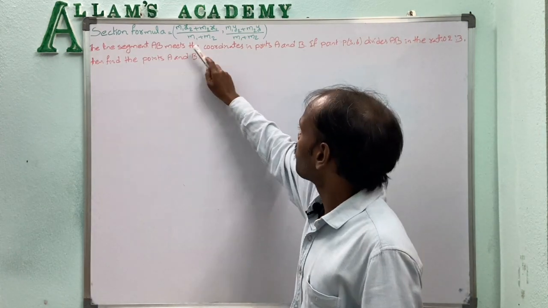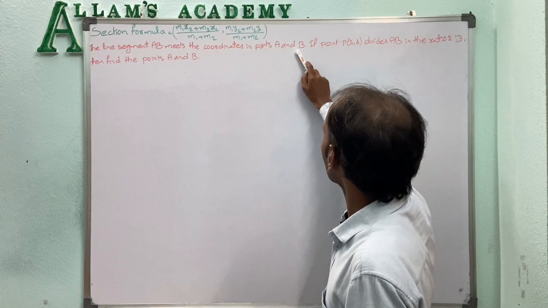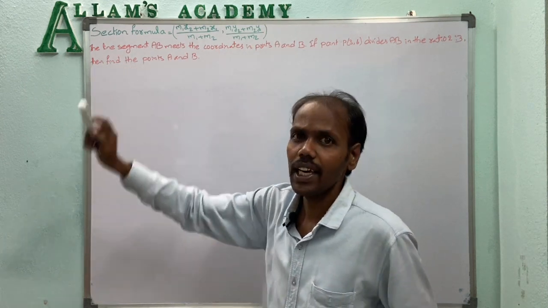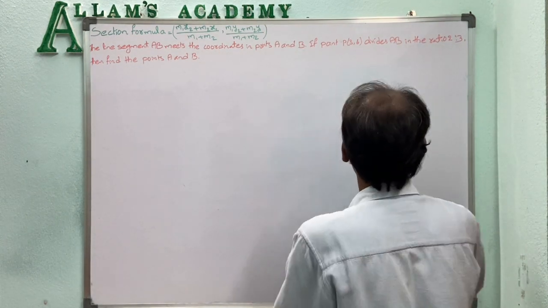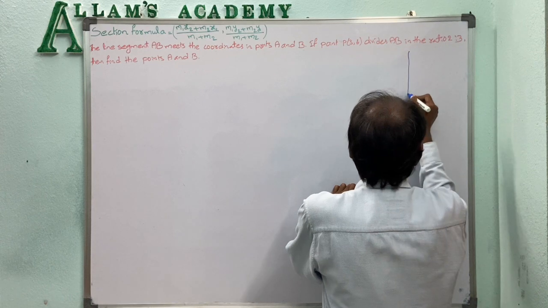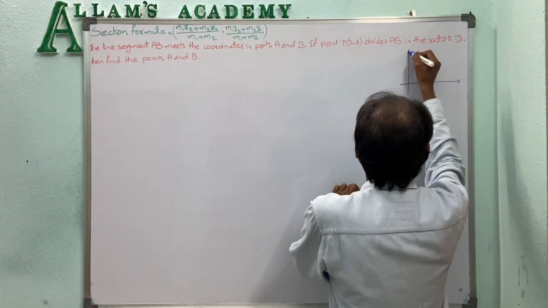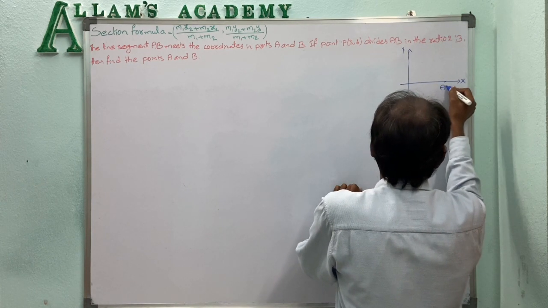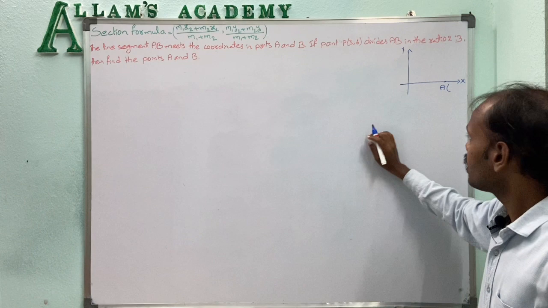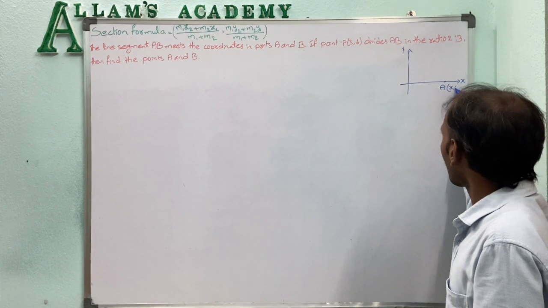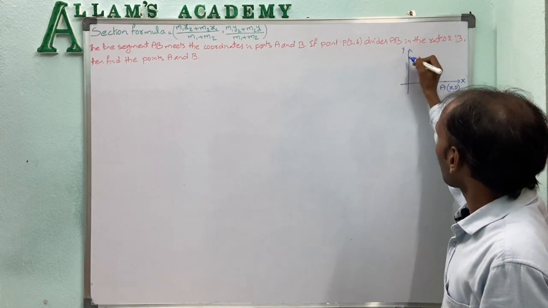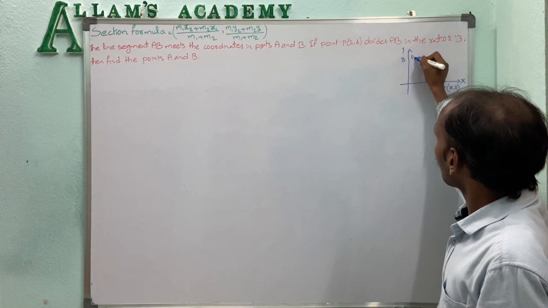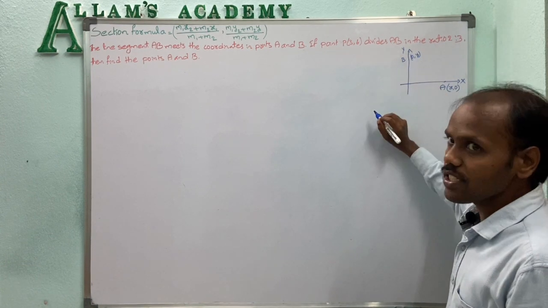The line segment AB meets the coordinate axes in points A and B. If point P (3, 6) divides AB in the ratio 2:3, then find the points A and B. So on the coordinate plane, we take the points: let point A be on the x axis. So on the x axis, its y coordinate is 0. And point B on the y axis. So on the y axis its x coordinate will be 0. So the point is (0, y).